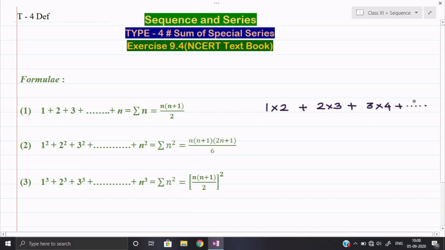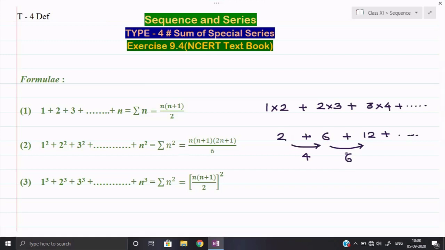Now if you multiply 1 into 2, that will be 2. Plus 2 into 3, that will be 6. 3 into 4 will be 12, and so on. Now you observe that the difference from 2 to 6 is 4, and from 6 to 12 is 6. So we can say that it is not forming an AP. If you divide 6 by 2 it is 3, and 12 by 6 is 2. So it is not forming a GP either; 2, 6, 12 form neither a GP nor an AP.